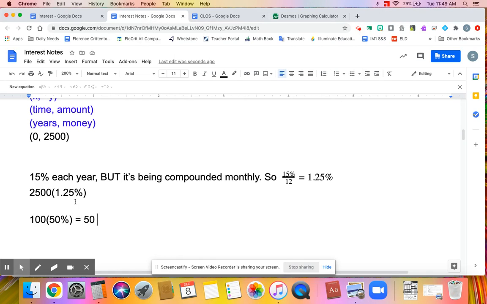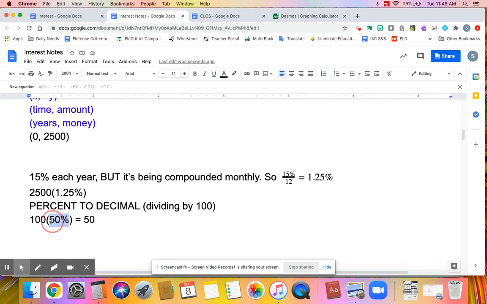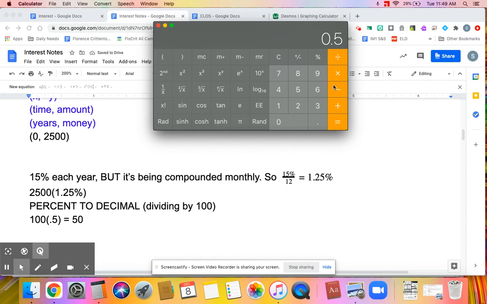So to go from percent to decimal, in case you forgot, you end up dividing by 100. Or you might have been taught to move the decimal back twice. It works in the same way. If I take my 50% and divide it by 100, I realize my decimal is 0.5, which is why for 50% you do times 0.5. 100 times 0.5, so 0.5 times 100 is 50.